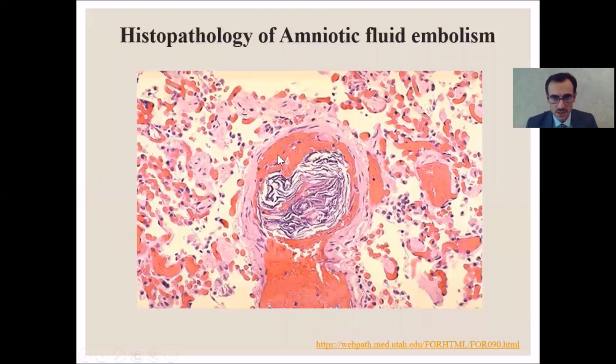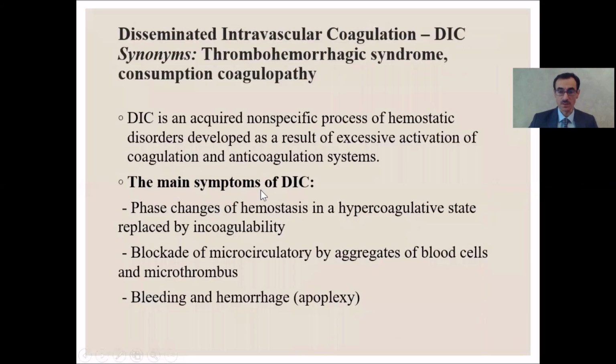This is a very interesting histological slide that shows amniotic fluid embolism. These are the scales of the epidermis from the fetus inside the mother's blood vessels. So DIC syndrome, disseminated intravascular coagulation, is a very serious, the worst syndrome. Another name is thrombohemorrhagic syndrome or consumption coagulopathy.